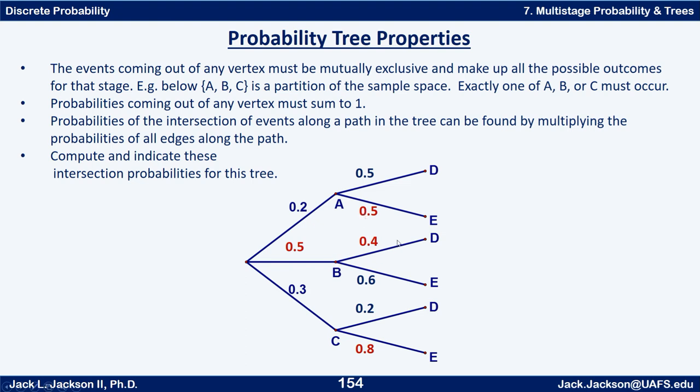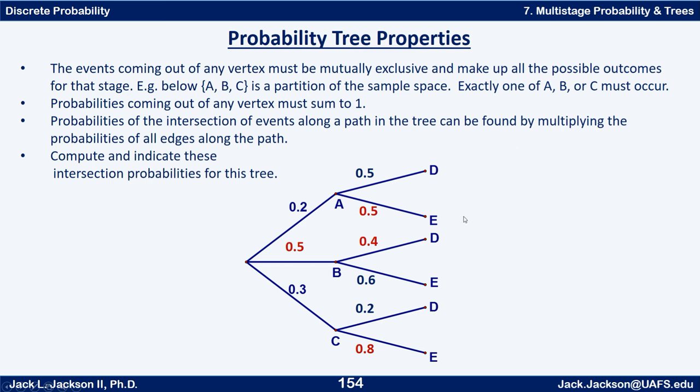Given that B happens, either D or E has to happen. So if this one's 0.6, we get 1 minus 0.6 equals 0.4 for the probability of D given B. And if the probability of D given C is 0.2, these two probabilities have to add up to 1, so 1 minus 0.2 is 0.8. So these three add up to 1, these two add up to 1, these two add up to 1, these two add up to 1. So all the probabilities coming out of a single vertex have to add up to 1.